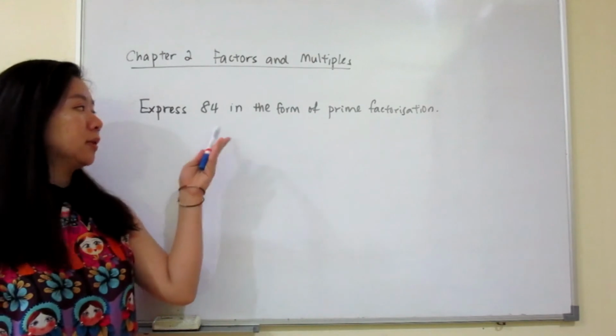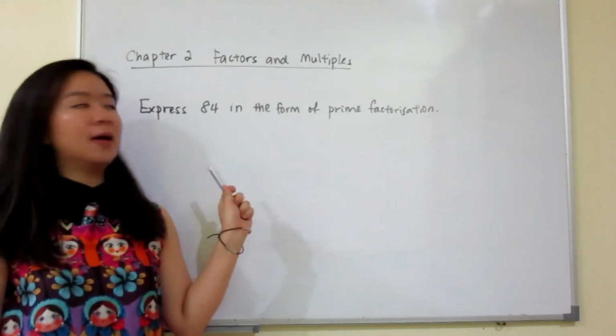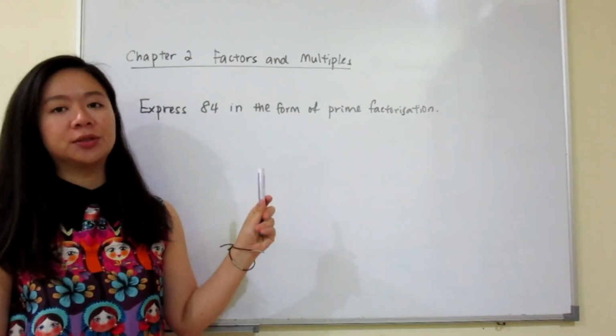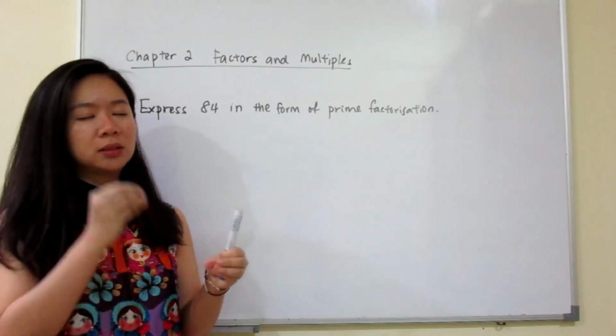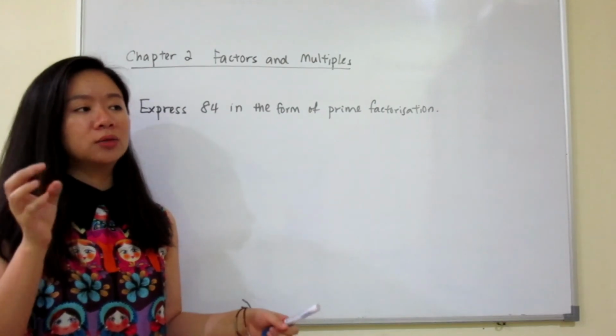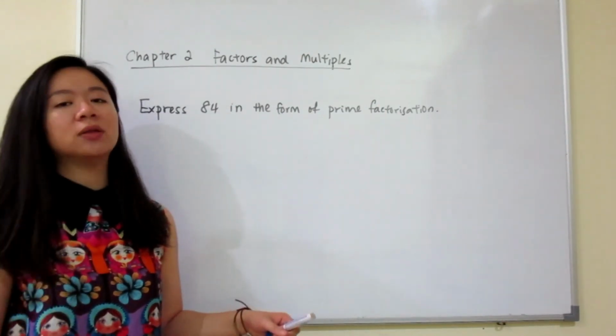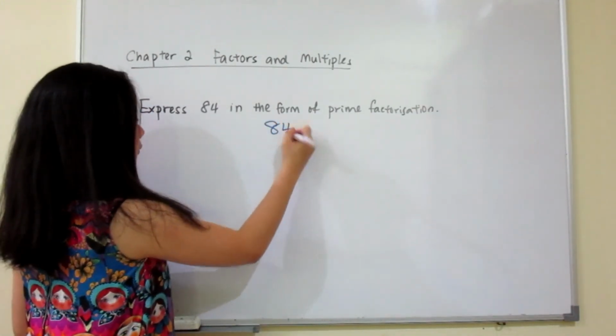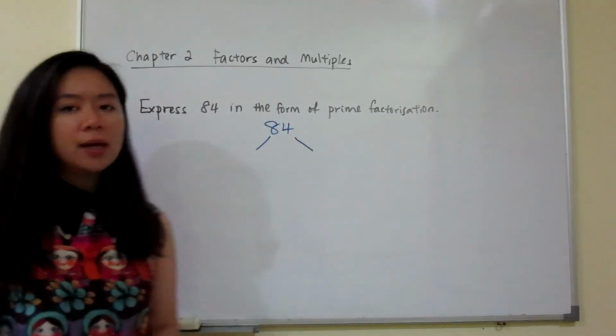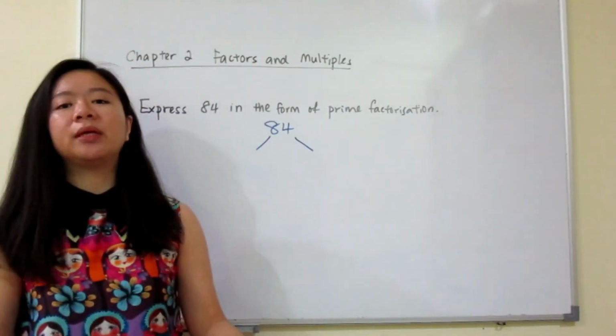Alright, next we're going to see prime factorization. So question: express 84 in the form of prime factorization. So this is like a branching. We're just splitting 84 into small numbers until we cannot divide further. Right? So let's start with 84 on top, and we're going to split it into 2 numbers. It means what times what gives you 84.